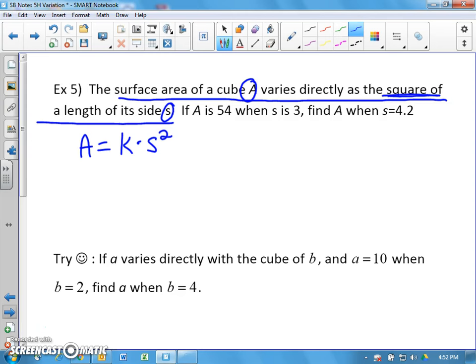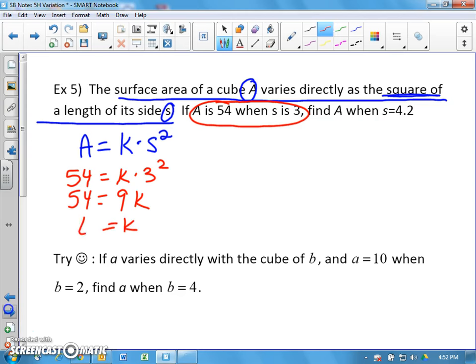Now I can take this general information that they give me. They tell me that A is 54 when S is 3. I can plug that in and do the calculations. Make sure you square before you multiply. So this becomes 9K. Divide, and we're going to get K to be 6. That's our constant of variation. Now we can reset our equation, and it's going to be A equals 6S squared. And then we can complete our task.